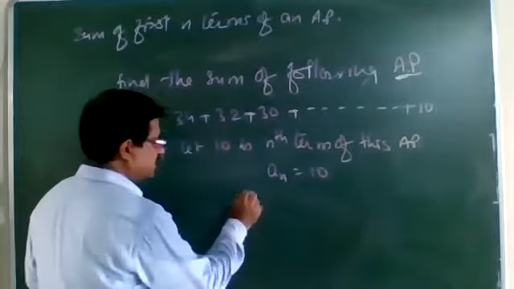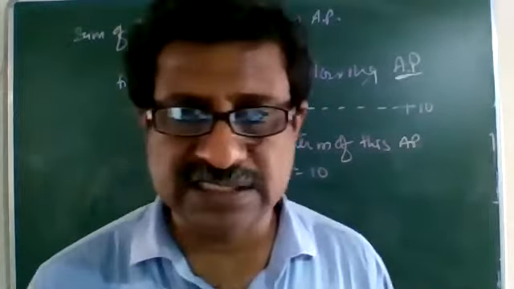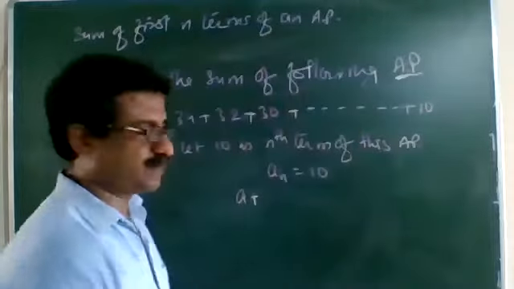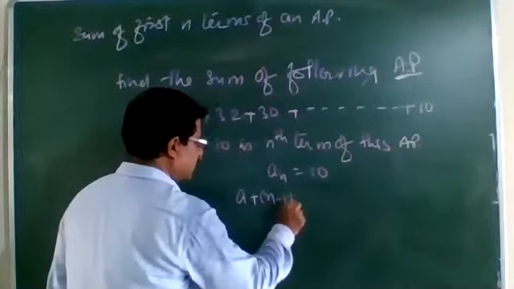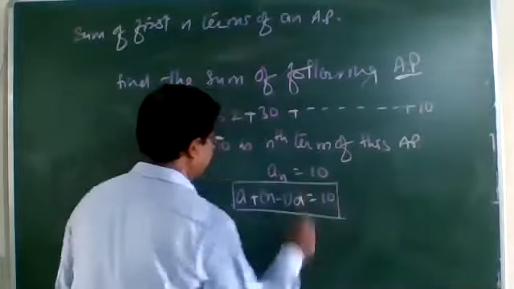The value of an is in the form of an. In the previous exercise we have learned a plus n minus 1 into d. This is the formula for an. We have to put in the values.